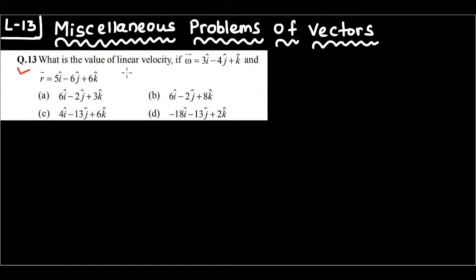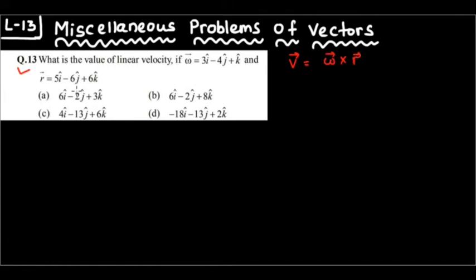The question is, what is the linear velocity if omega vector equal to 3 i cap minus 4 j cap plus k cap and r vector equal to 5 i cap minus 6 j cap plus 6 k cap. So omega means the angular velocity and r vector means the position vector of the particle. And what is angular velocity? It will be discussed in the future chapters. But to solve this question, remember that the linear velocity v vector is equal to omega vector cross r vector.